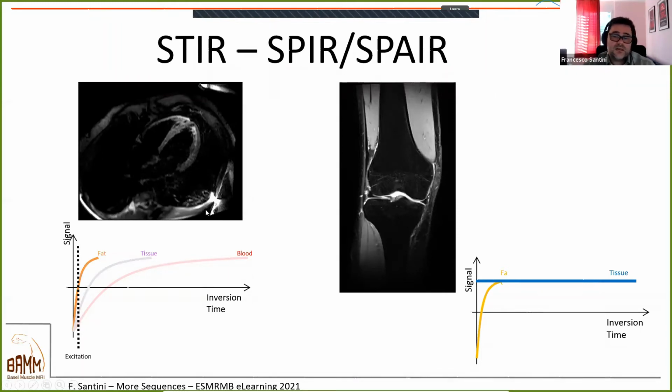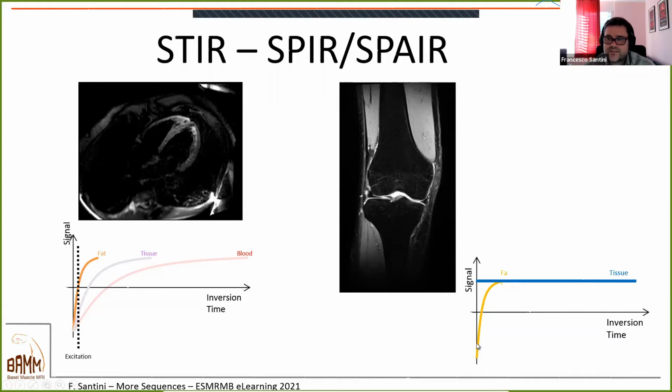So what is sometimes done? Instead of using a normal inversion pulse, you can use a spectrally selective inversion pulse. Like you were doing for the fat suppression, before it was an excitation pulse, now you do an inversion pulse, but it is also only targeted to the frequency of the fat. And this is the principle behind SPAIR, the spectrally selective adiabatic inversion recovery. Adiabatic means it's just a more accurate 180-degree pulse.